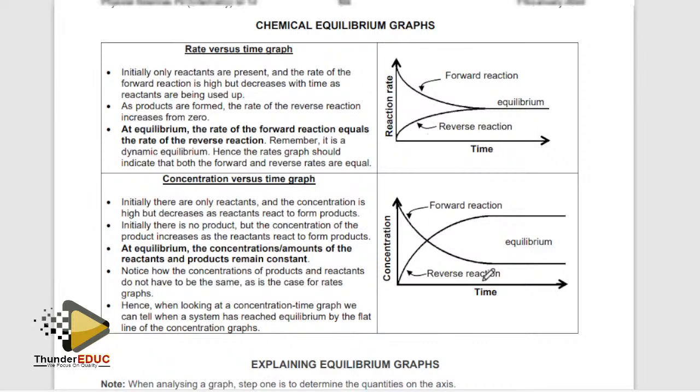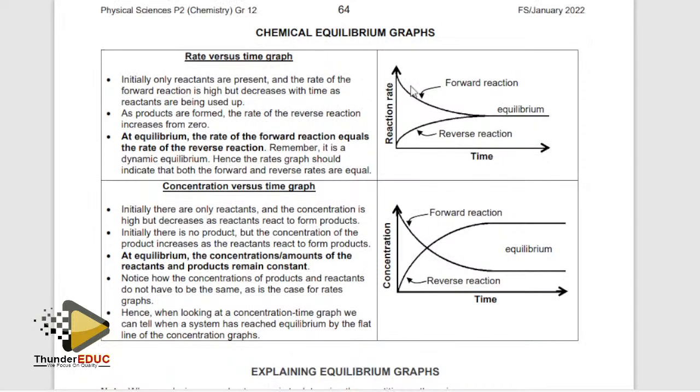So we say that this is the forward reaction. Why? Because the reactants are decreasing. And then this is the reverse reaction. If the forward reaction and the reverse reaction are equal, then it will be equilibrium. So what is equilibrium? It is when the rate of forward reaction and the rate of the reverse reaction are equal.